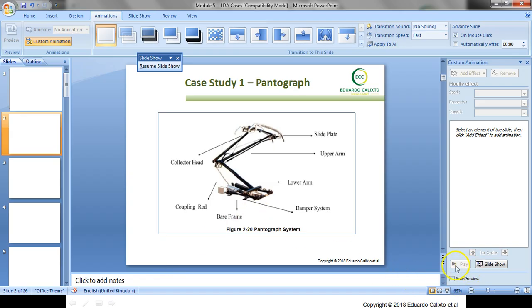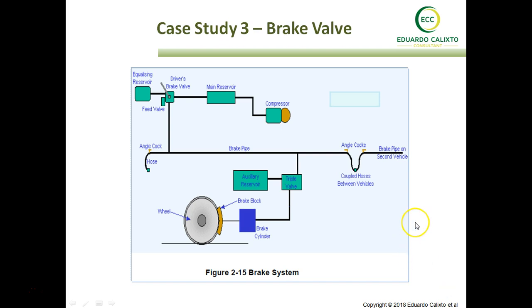Let's jump to our model. Case 3 is a brake. So now we represent one piece of equipment, a brake. When you see the brake system, in reality we are representing this triple valve here. So how does it work?